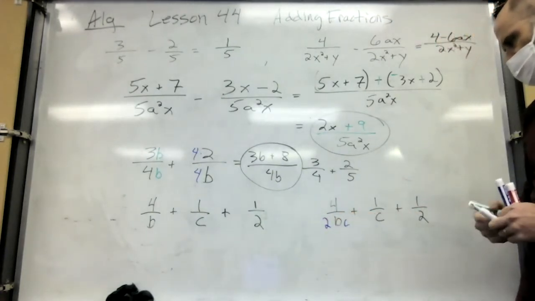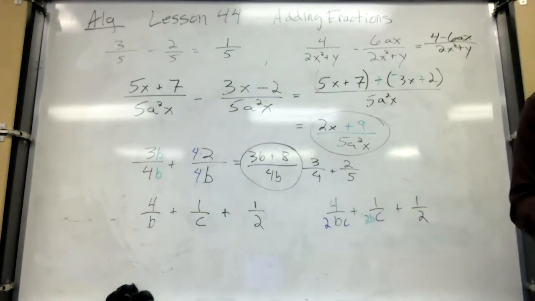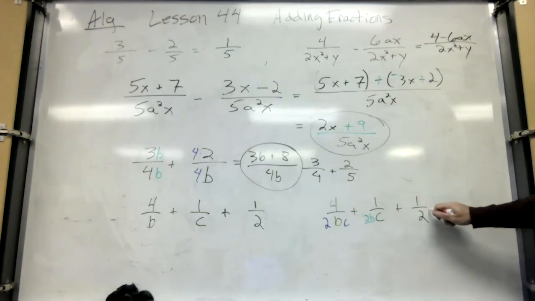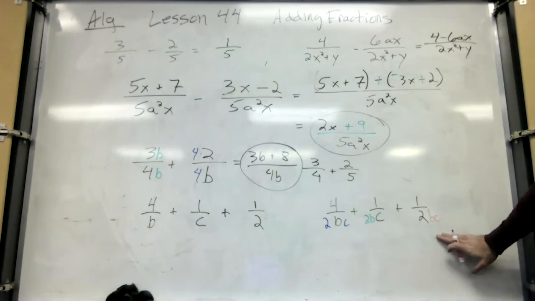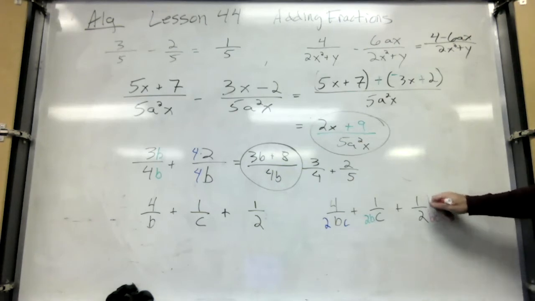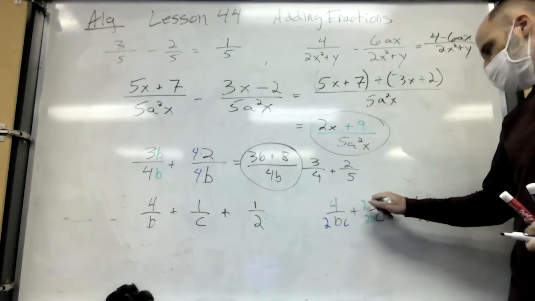This one needs a 2 and a B. And this one needs a B and a C, right? Does that make sense so far? So you can't just go around changing denominators without changing the numerators. So if I multiply the bottom by BC, I multiply the top by BC. If I multiply this bottom by 2B, multiply the top by 2B.